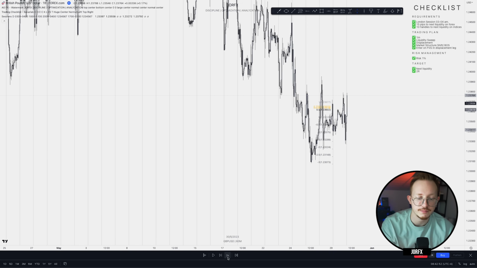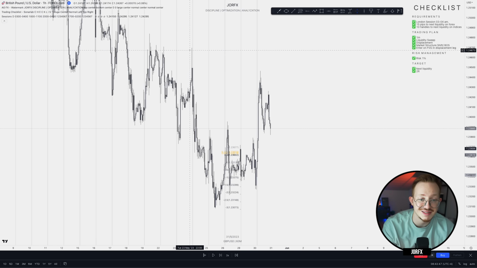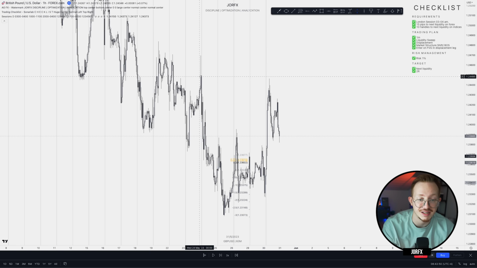Let's do one more. Okay, so now we came all the way up here. This is basically the closest that we can get to the swing high.